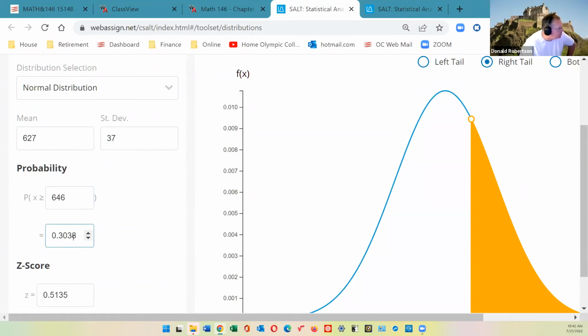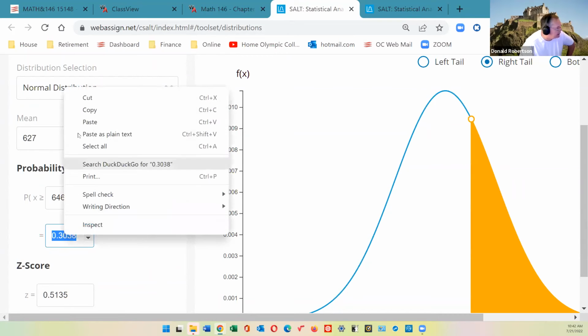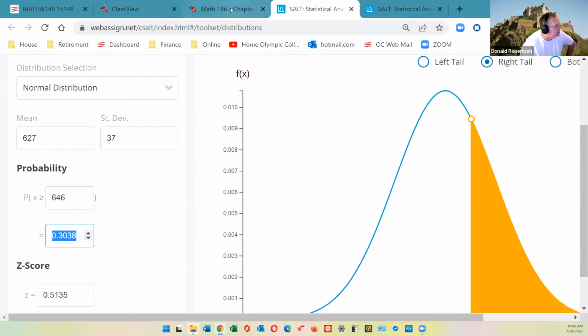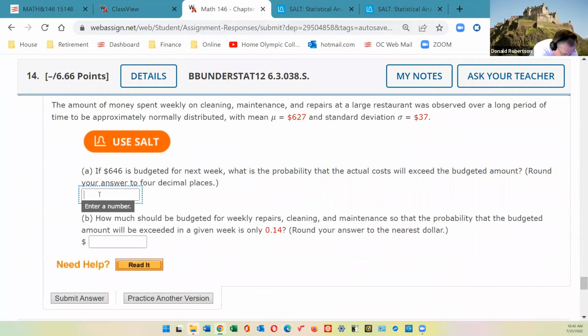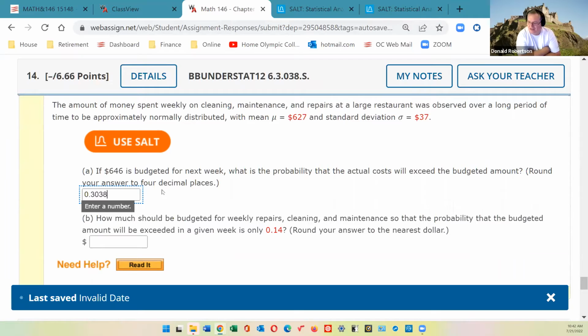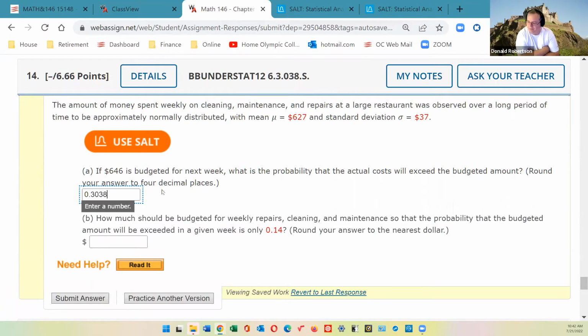And the answer to that question is big, relatively speaking. What did they want? Four places? Oh, I guess I shouldn't have changed that. There's your answer. About 30% of the time. So would you agree that that restaurant's not really financing maintenance? Because 30% of the time they're going to be short, and they're going to have to get some money from somewhere because they haven't planned for it.